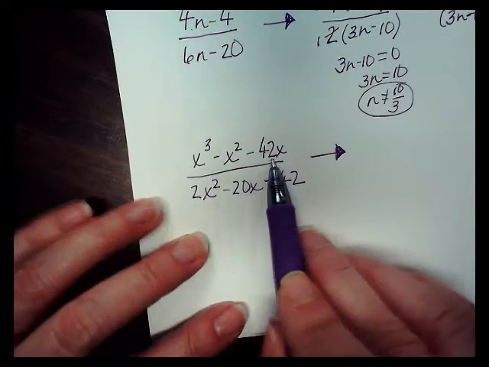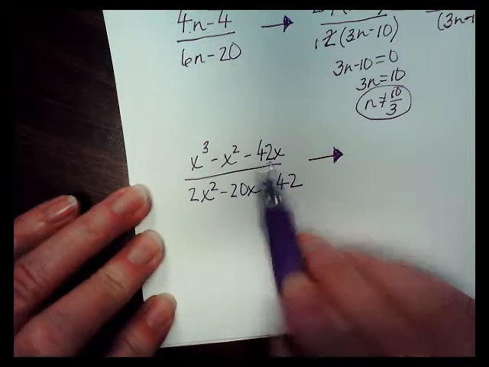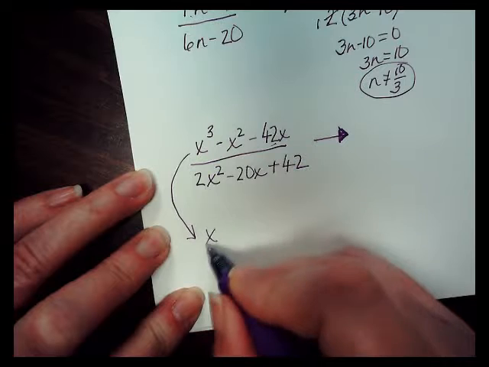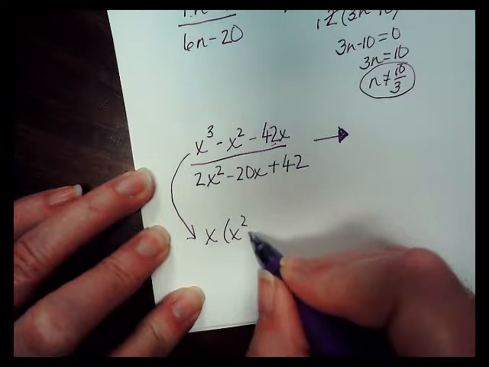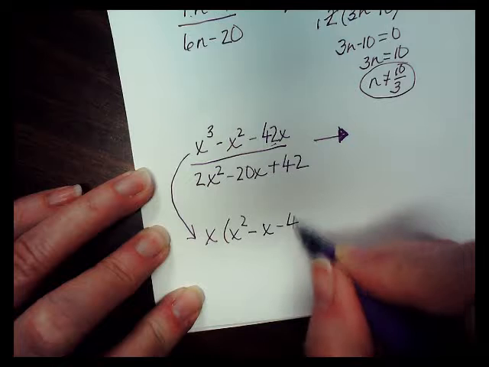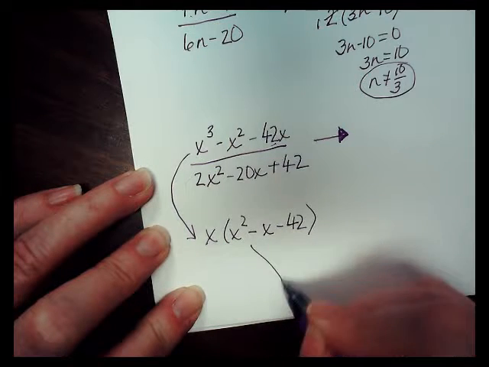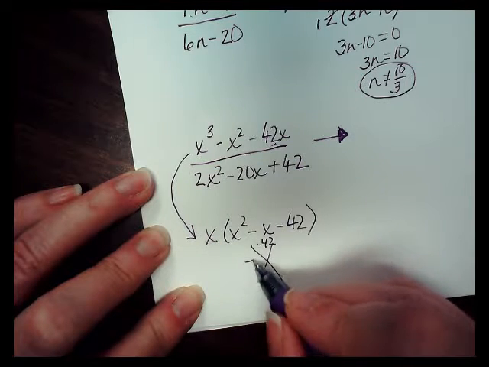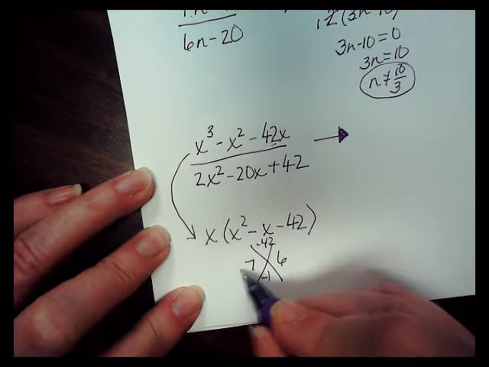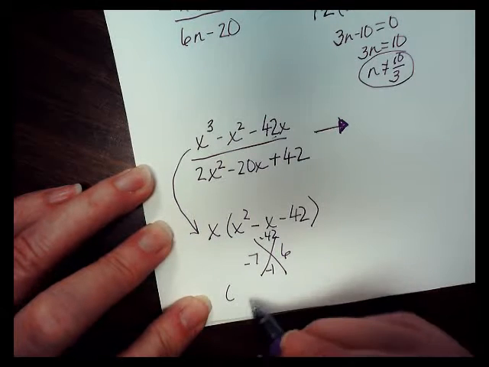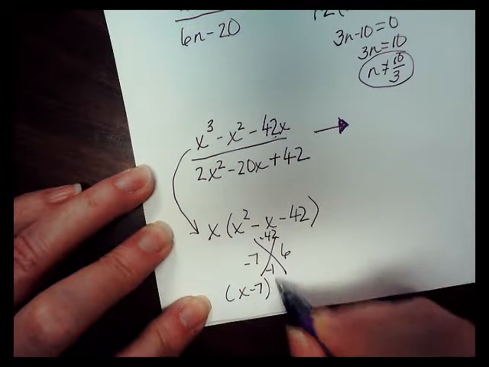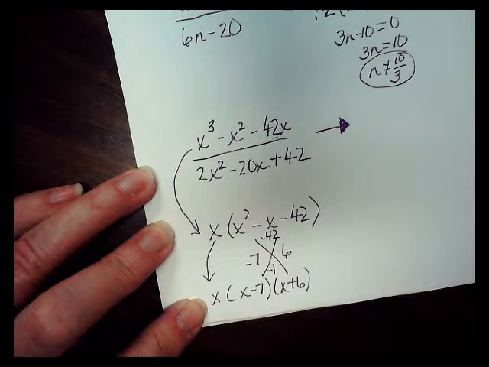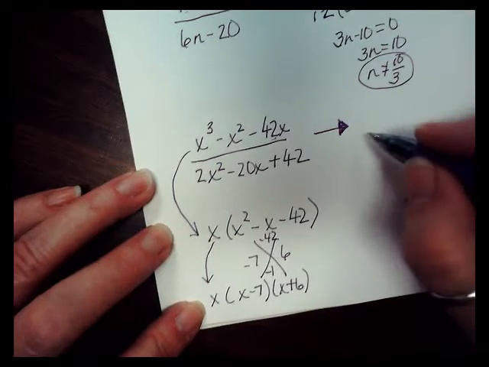But first thing I notice on the top is that there's an x common. So I'm going to actually do that part down here. So if I take an x out, that still leaves x squared minus x minus 42. And now I can change that to negative 42 and negative 1, which means 7 and 6, and negative there. So then it's going to be x minus 7, x plus 6, and then I have to bring that x down here too. So there's my numerator.